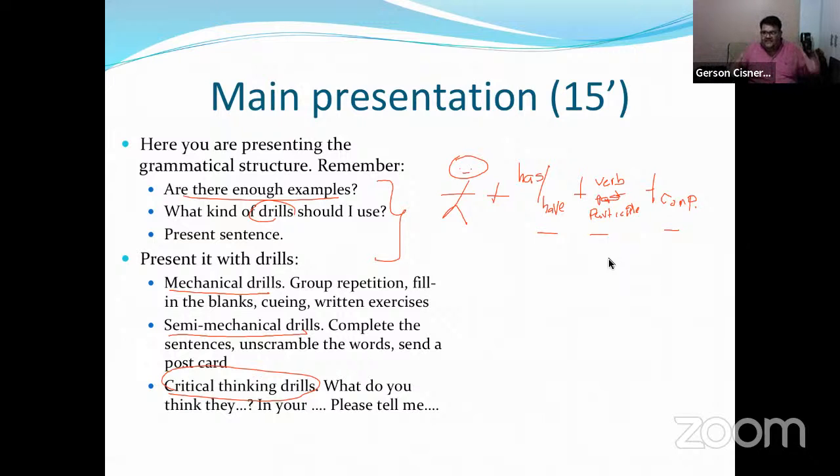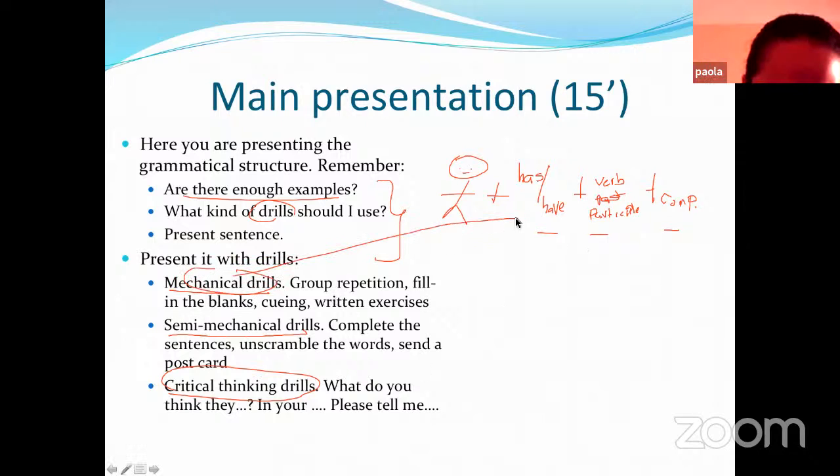That's why it says enough examples. You need to repeat and repeat. Those are mechanical drills, teachers. Okay? All right. Mechanical drills are this. Now, we go to the semi-mechanical.